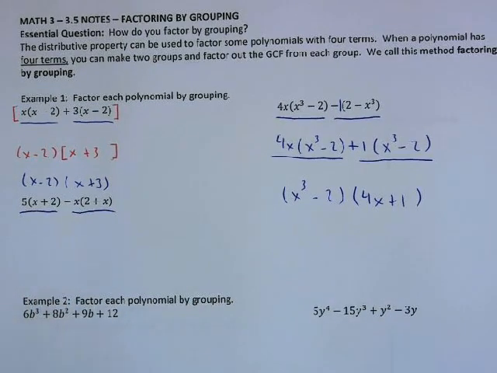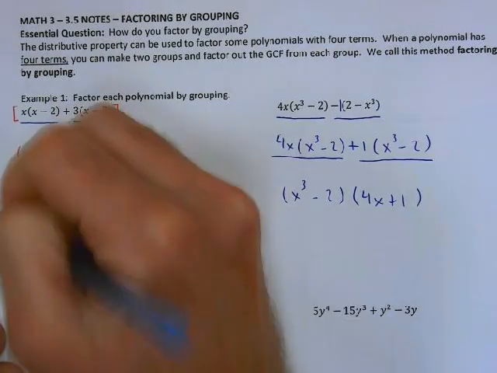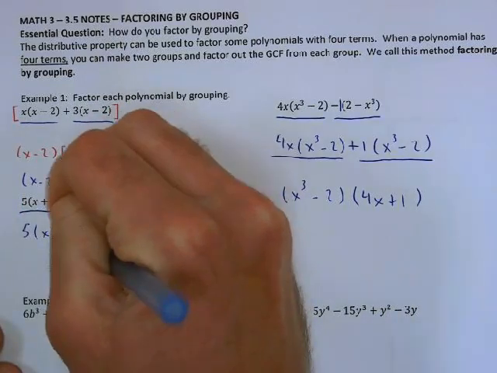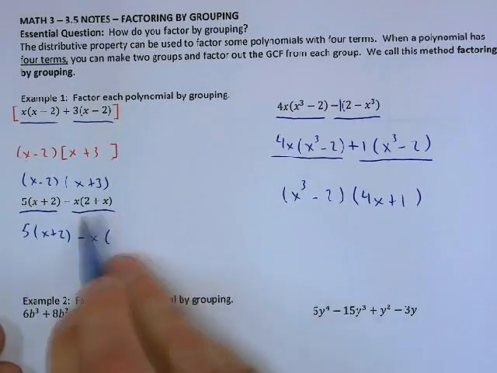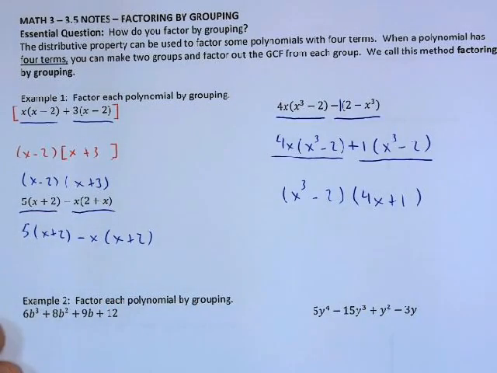Do I need to take out a negative? Well, no, because these are both positive. I could just switch the order. So we could just write this as 5 times x plus 2, and then minus x times, and then I can switch the order there because they're both positive, x plus 2, because that's the same as 2 plus x.